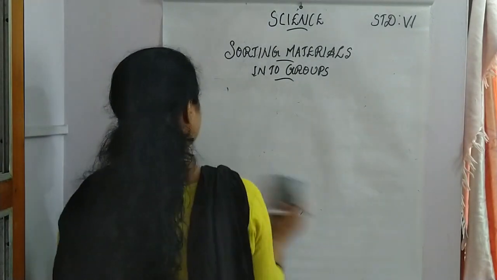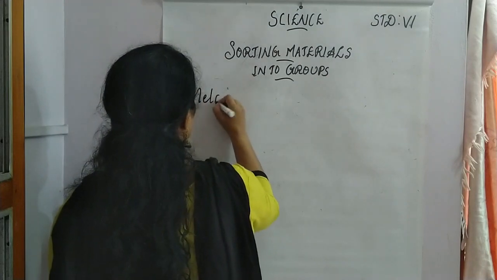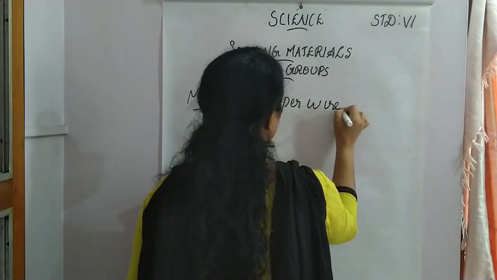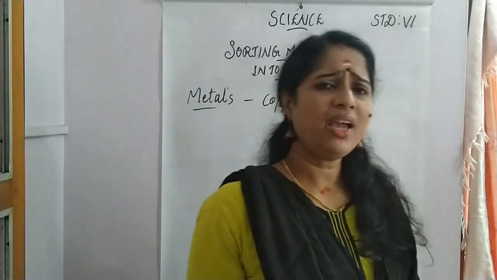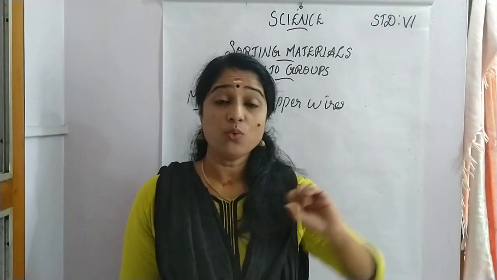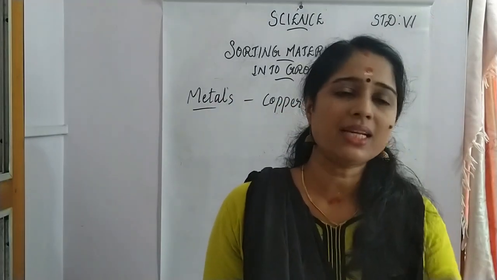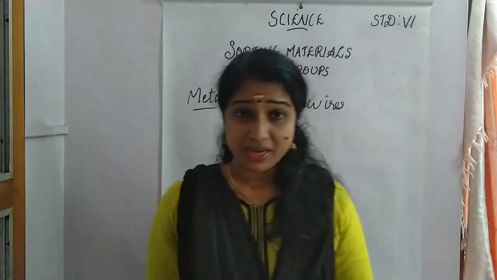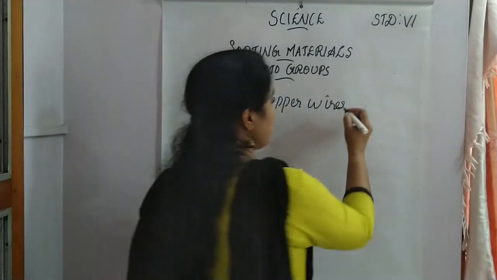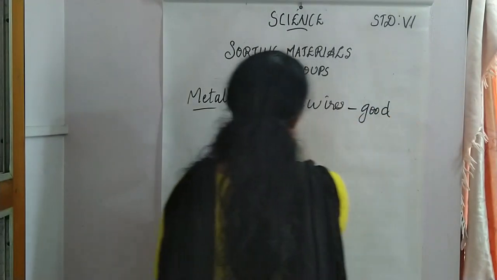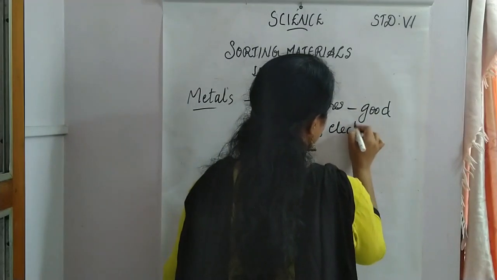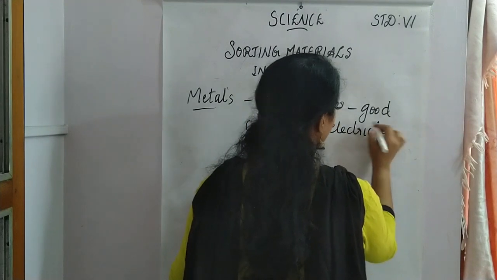You know the wires. Have you seen the wires? Metals. You know the copper wires are there, right? Through the copper wires only electricity passes. Why are we not using wooden wires or plastic wires? Wood as well as plastic are bad conductors of electricity. That means they don't allow the electricity to pass through it. We can use the copper wires because copper is a good conductor of electricity. That means electricity can easily pass through it.